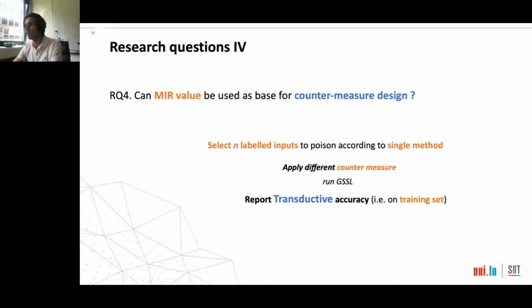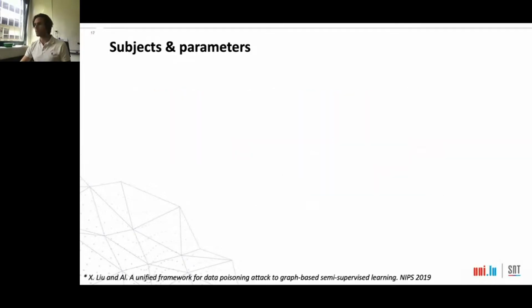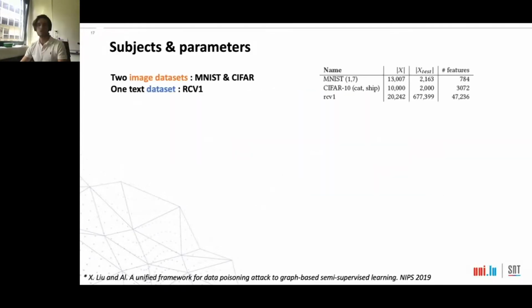Here, we'd like to go through some subjects and parameters that we used. We ran our study based on state-of-the-art experimental studies, on two well-known image datasets, which are MNIST and CIFAR, and a text dataset, which is also quite known in the scientific community, which is RCV1.